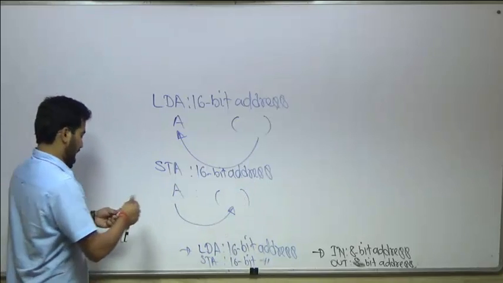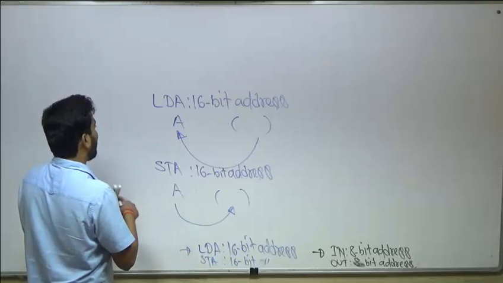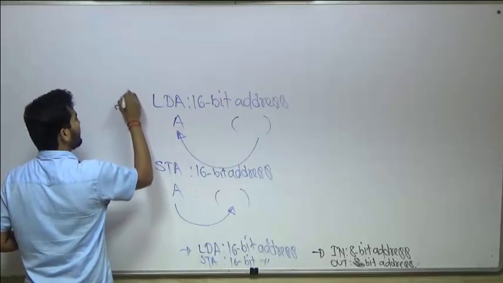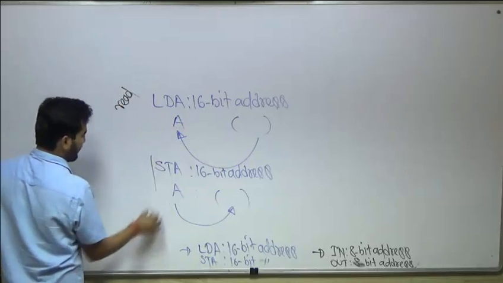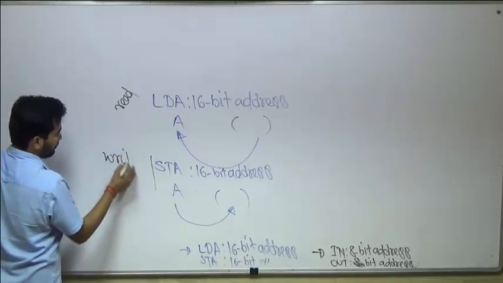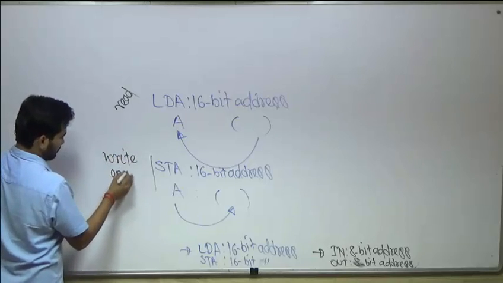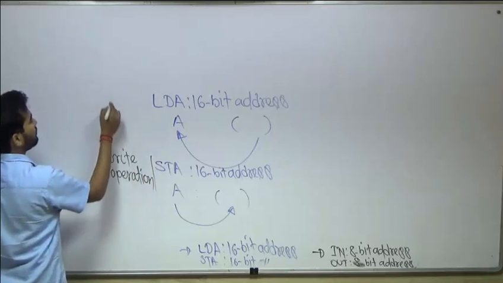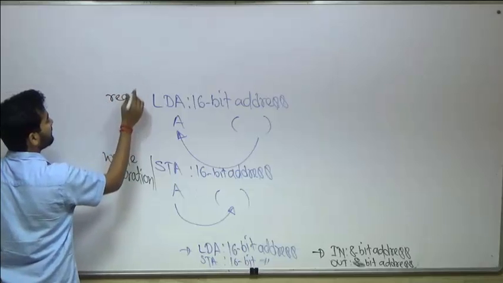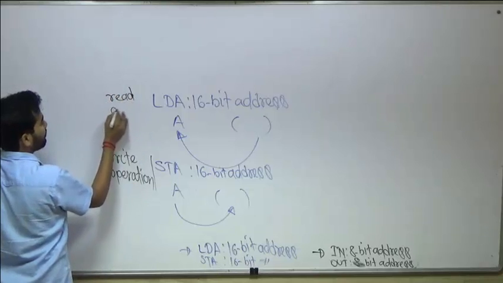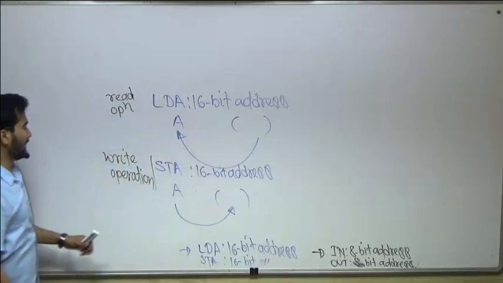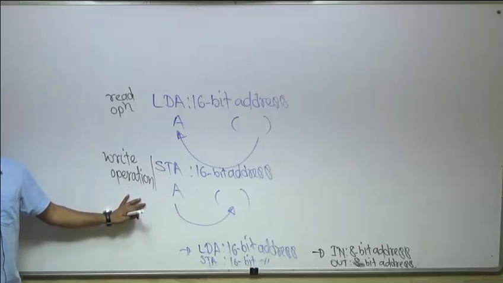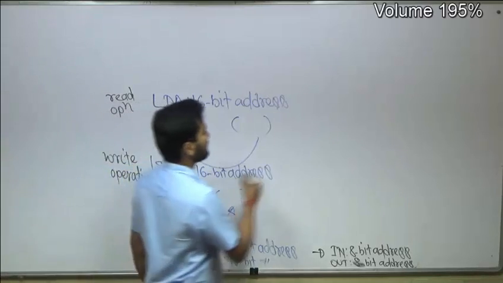So if we write in terms of read and write operations, load would be a read operation. Load accumulator 16-bit address is equivalent to a read operation, and store accumulator 16-bit address is equivalent to a write operation. I think that you know this.